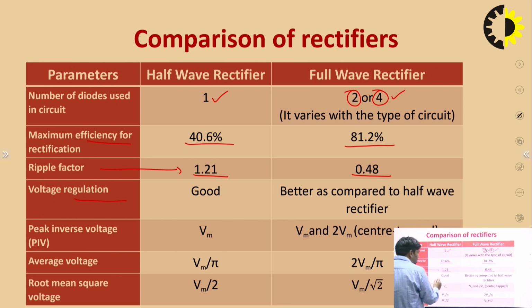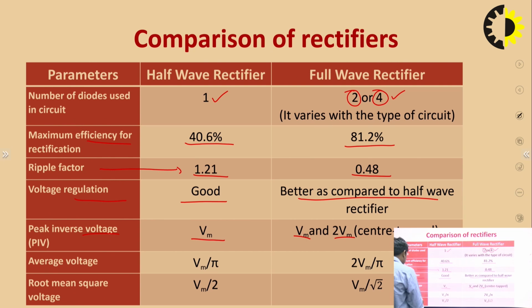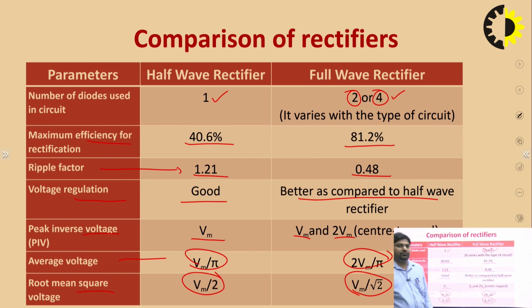Voltage regulation is good, and better compensated than the half wave rectifier. Voltage regulation means the output voltage stays fixed without being disturbed by input and line voltage. What is the peak inverse voltage? This one is Vm, and 2 Vm for the center tap transformer. What is the average or DC voltage? For the half wave rectifier it is Vm upon pi, and for the full wave rectifier it is 2 Vm upon pi. And the root mean square voltage is Vm by 2 for half wave, and in this case Vm by root 2. So all of the rectifiers are covered. Thank you.